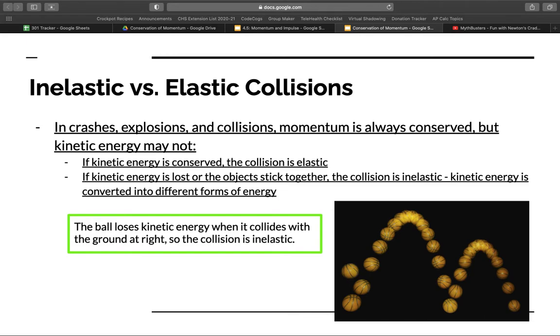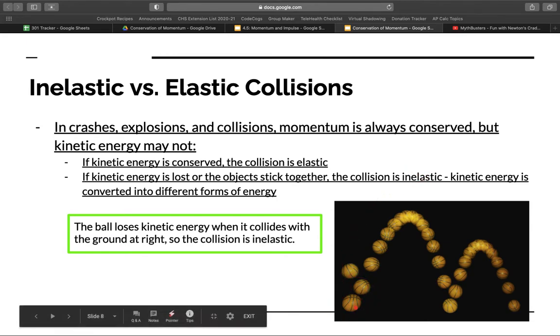Okay. However, kinetic energy can take many different forms, as we've seen. So, for example, right here, when our basketball collides with the ground, momentum is transferred from the basketball to the ground, and momentum is still conserved.